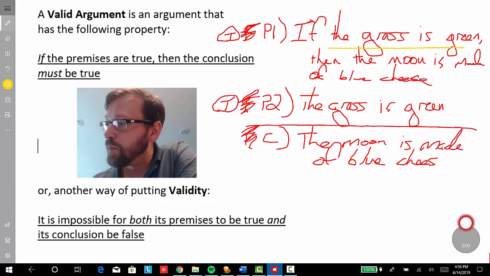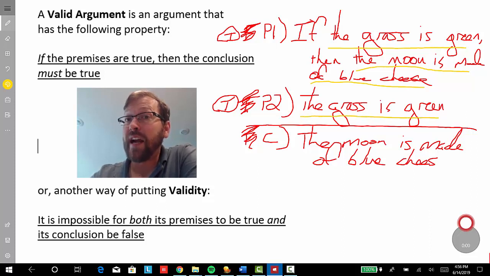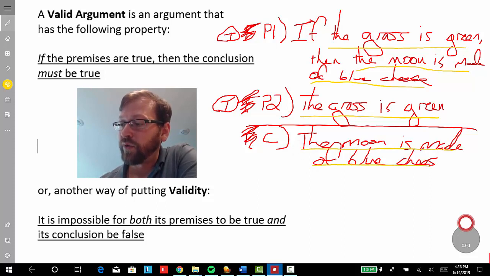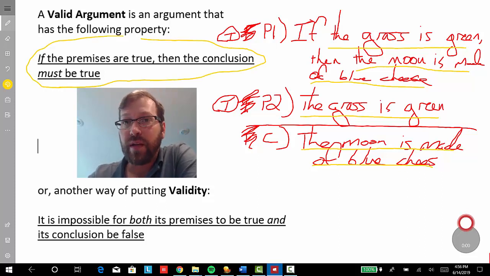states that the grass being green guarantees that the moon is made of blue cheese. That's what it asserts to be true. And premise 2 says that the grass really is green. So if the grass being green guarantees the moon is made of blue cheese and the grass is in fact green, then there is no way for it to be false that the moon is made of blue cheese. That is, it must be true that the moon is made of blue cheese, and this property holds of this argument. It holds of the argument even though the conclusion is false and even though one of its premises is false.